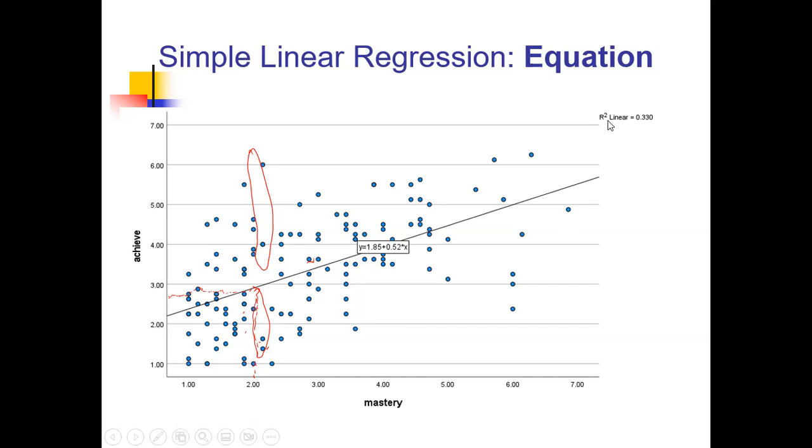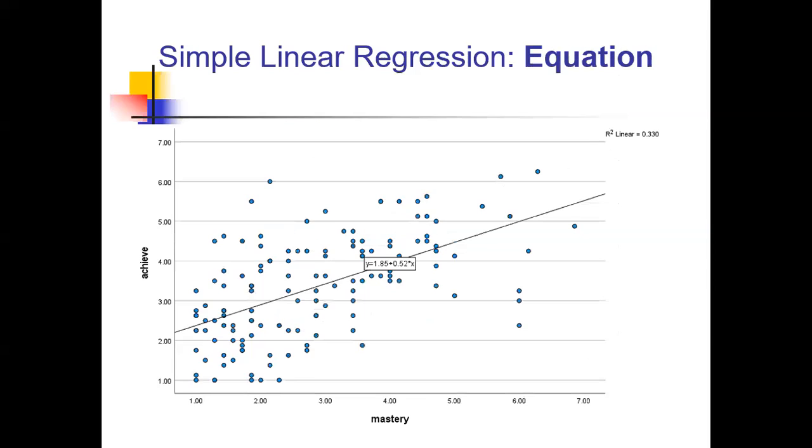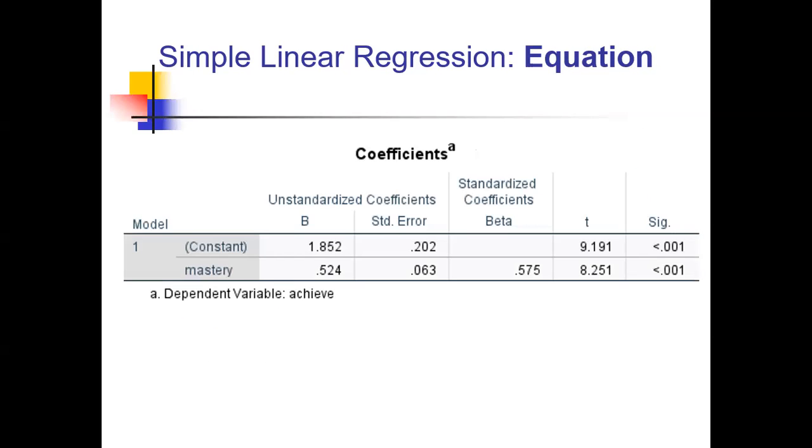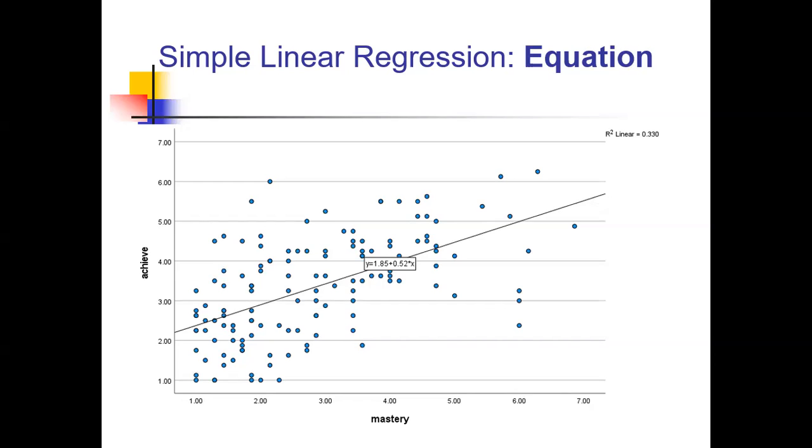In addition to this, we can also see a value here on the top right called R squared, and we're going to talk about that a little bit. R squared is also called the coefficient of determination. That's another name for R squared.